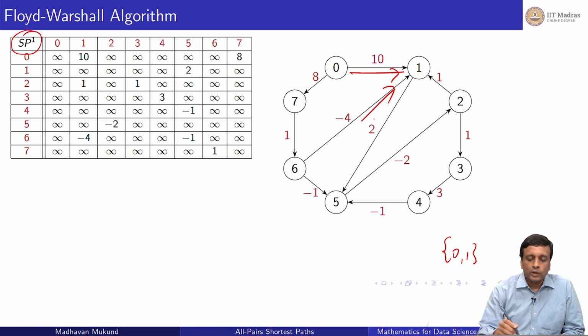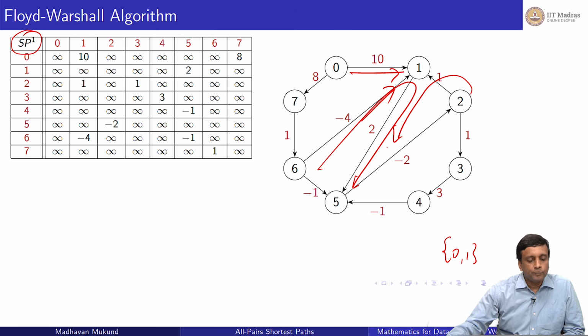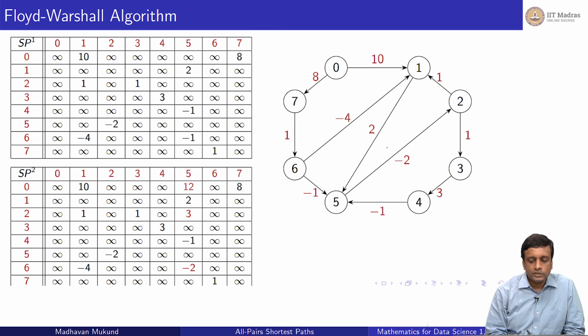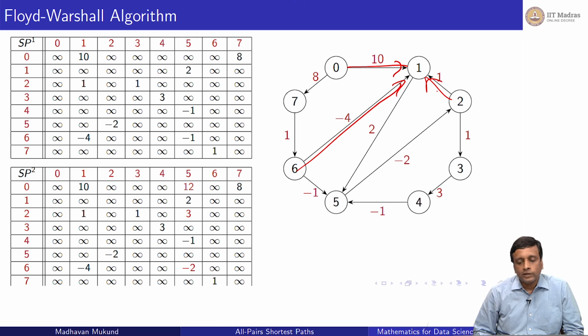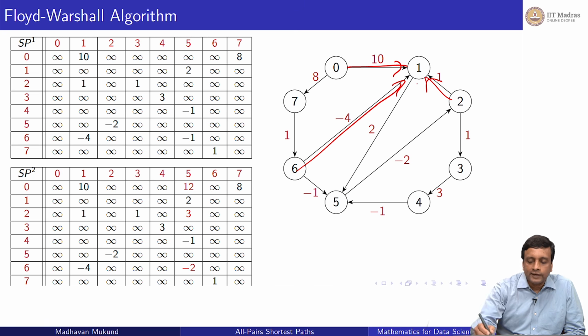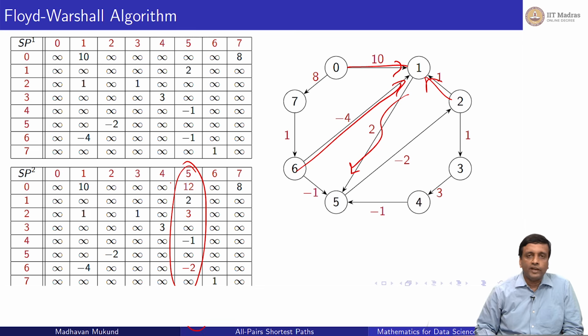to 0 anyway. So I can go, for instance, from 6 to 5 via 1, right? Or I can go from, say, 2 to 5 via 1. So these are two of the things that I should get new. The three incoming edges to 1 are 0, 6 and 2. These give me new possibilities of going from 0 to somewhere, from 2 to somewhere, and 6 to somewhere, but the only thing I can reach from 1 is 5. Right? So all the updates happen in column 5, because that is the target.